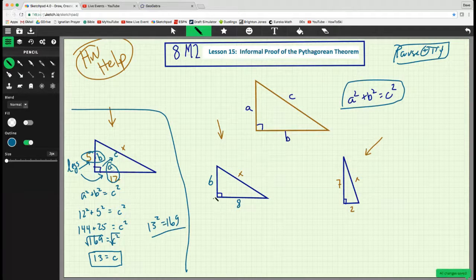So here we're going to do the same thing. We identify our two legs. This is A and B. Yes, I could have said this is B and this is A. It doesn't matter. And so you get 6 squared plus 8 squared, and this is our C, equals C squared.